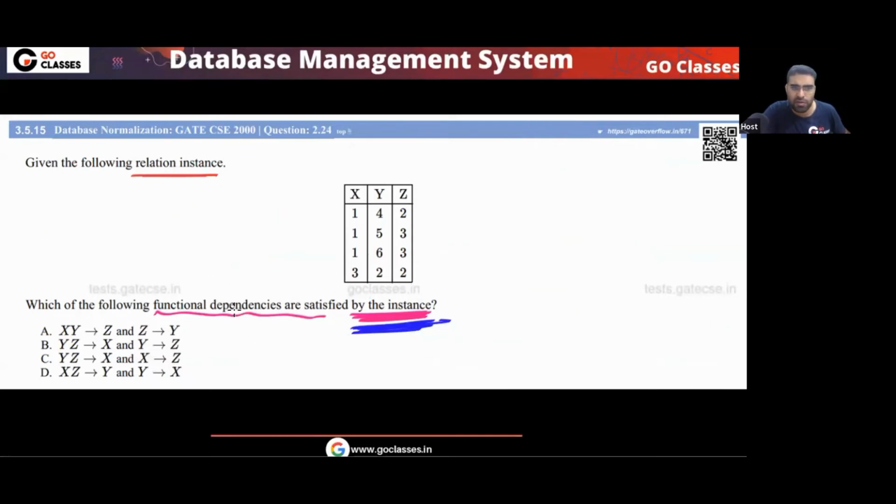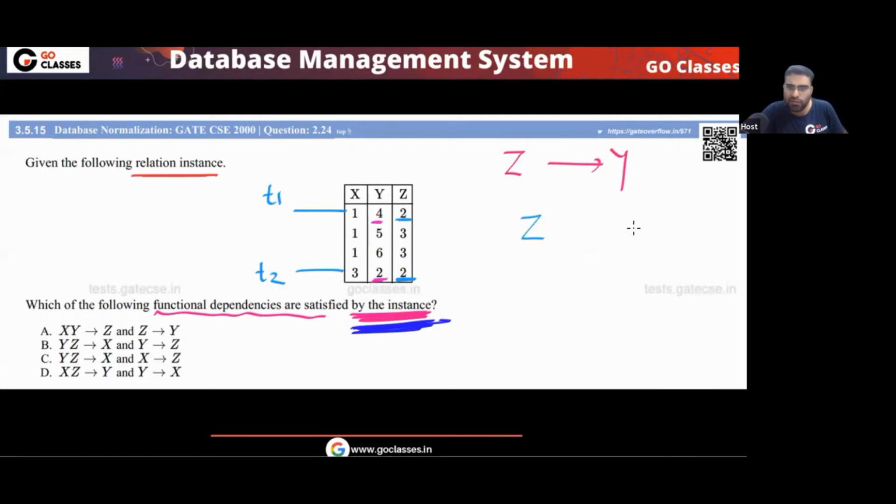What about the next one? What about z determining y? Will it hold? You can see in these two tuples, look at the first tuple and last tuple. Here you can notice the z value is same, but the y value is different. Yes or no? Y value is different.